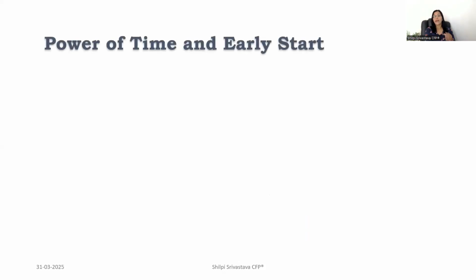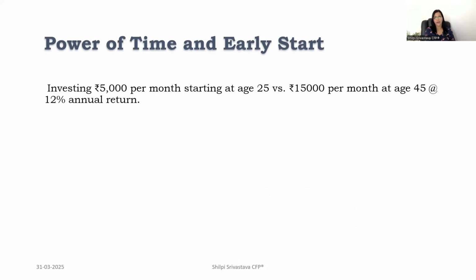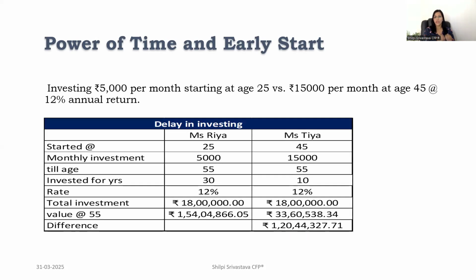Now, the power of time and early start. There is one more example showing how, if you start early, you can accumulate a much higher amount. In this illustration, one person starts 5,000 per month at the age of 25 and another starts 15,000 per month at the age of 45, at the same interest rate, 12% annual return. You will be surprised to see that the total investment for both clients is the same. Ria and Tia are both sisters. Ria started at the age of 25, and Tia started later at the age of 45.